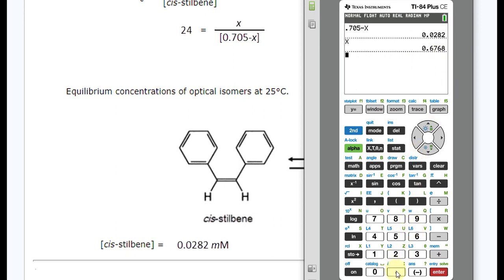Let's double check. I always like doing that and see if this does make sense. If we take our 0.677 divided by 0.0282, this should equal 24. We should have 24 times more trans than cis. 24 all the way out to 3 significant digits. So we've solved this problem. We used algebra to help us and also a Texas Instrument. You might try doing this algebraically to see if you are as smart as your calculator.